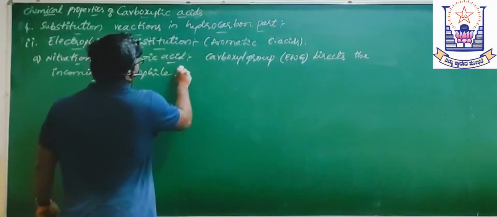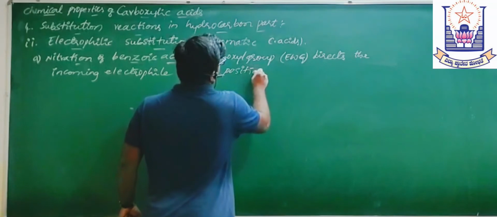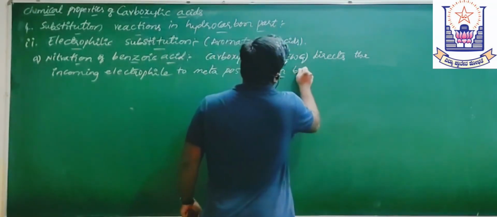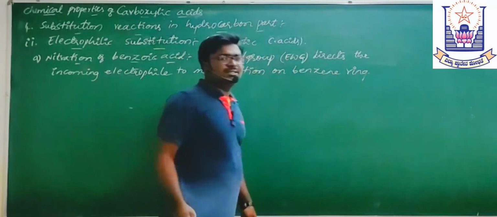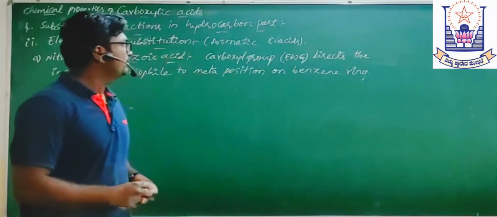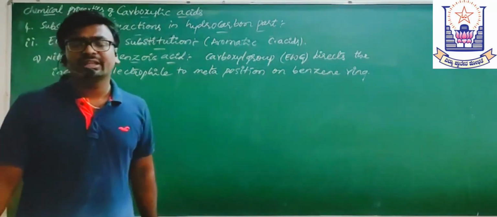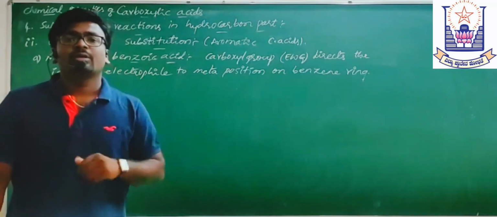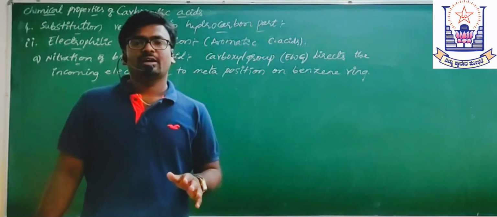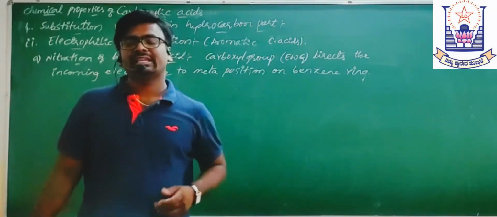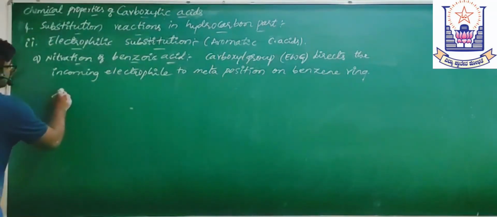to the meta position on the benzene ring. Why does it direct the incoming electrophile towards the meta position? Because it is an electron withdrawing group and deactivates the benzene ring at ortho and para positions. Now the meta position will be the only electron rich option for the attack of the electrophile. Take benzoic acid.